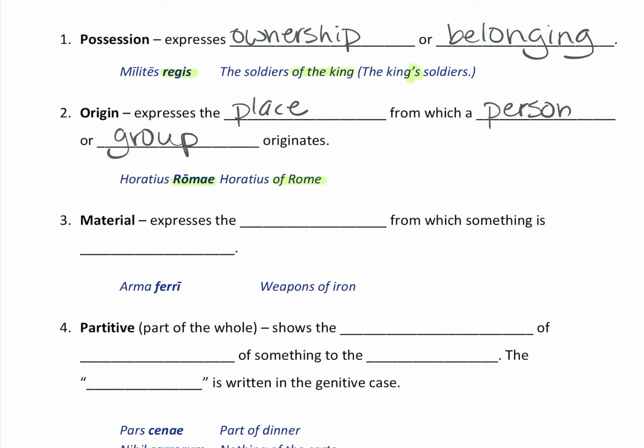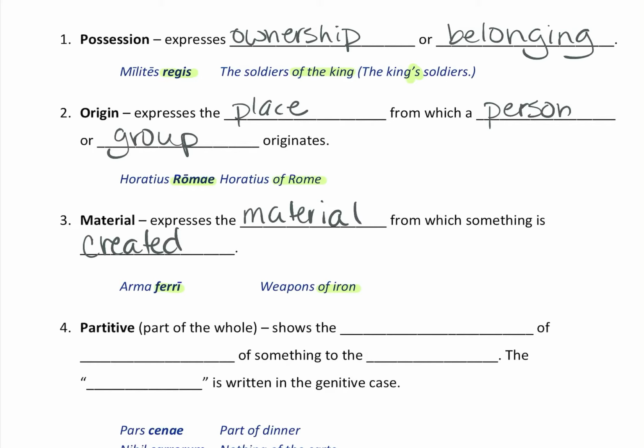We have genitive of material. And genitive of material expresses, as you might think, the material, literally the substance from which something is created. So arma ferri, here we have the genitive. Weapons of iron. What were they made from? They were made from iron, so that's called genitive of material.